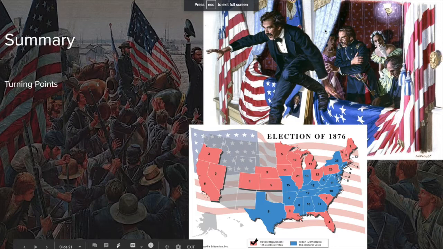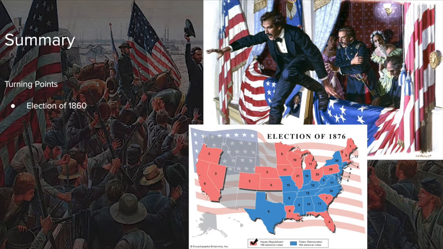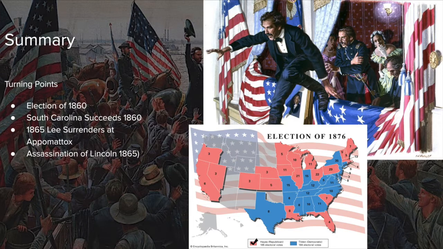So let's summarize this bad boy. Unit 5 turning points. The election of 1860, we have Lincoln getting elected, and that is going to cause South Carolina to secede from the Union, starting the entire Civil War. We have 1865, Lee is going to surrender to the Union at Appomattox, so that is an important turning point when the South surrenders. We have the assassination of Lincoln.